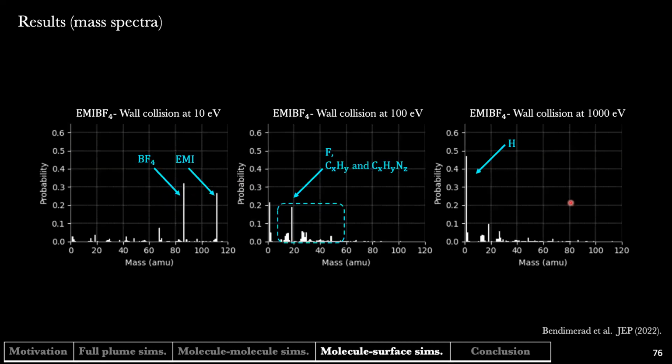And also here again, we represent the results with mass spectra. And we see that we have heavy molecules at small impact energies. And then we start seeing CXHY, CXHY, and Z, and also fluorine here at higher impact energies. And then at much higher impact energies, this is dominated by the atom of hydrogen.